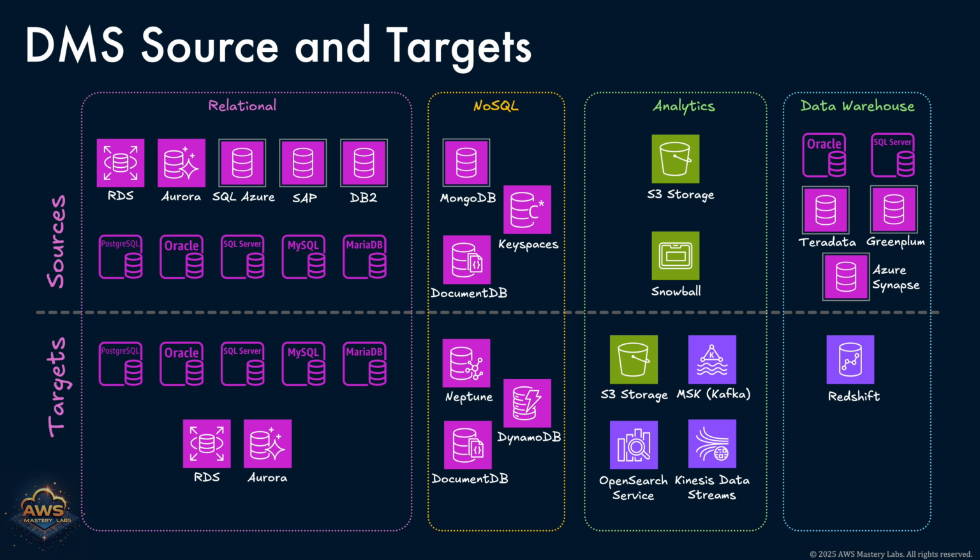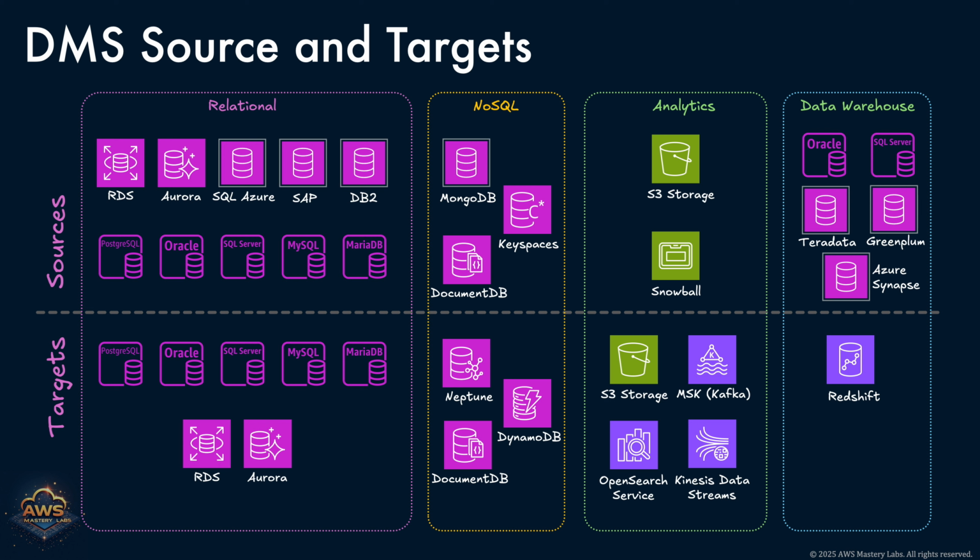When it comes to analytics destinations, DMS supports Amazon S3 as a target, which is perfect for building out data lakes. DMS can write data in structured formats such as JSON or Avro, enabling downstream analytics with services like AWS Glue, Athena, or Amazon EMR. You can stream data directly into S3 with partitioning support, making it efficient for high-volume ingestion.